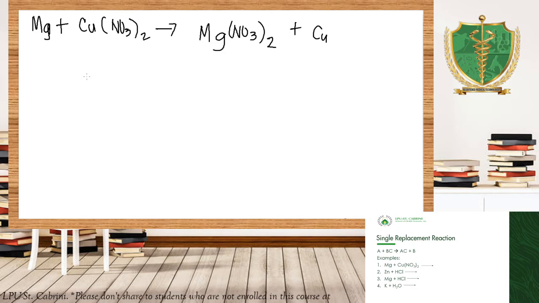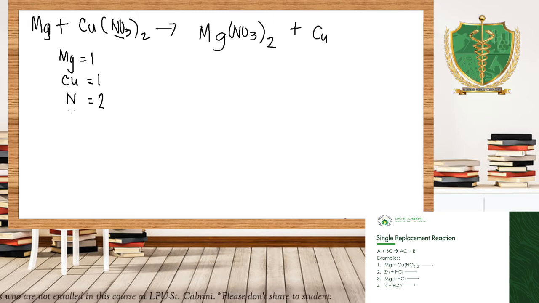Okay? So let's see if our equation is balanced. How many magnesium do we have? 1. How many copper do we have? 1. How many nitrogen do we have? If your answer is 1, you are wrong. If your answer is 1, you may now sleep. But if your answer is 2, you are correct. Why? Because this polyatomic ion is enclosed in parentheses. Ibig sabihin, there are 2 nitrates bonded to our copper.